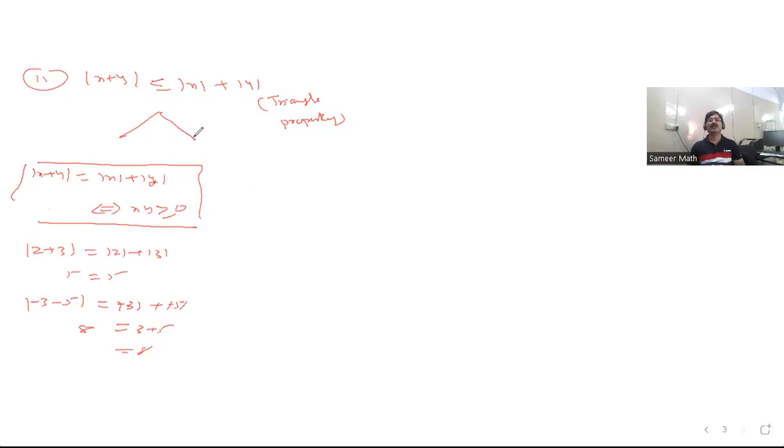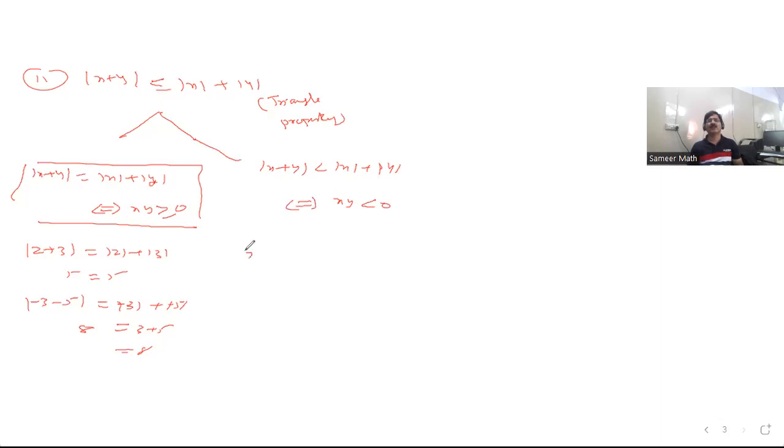Now another one is there, na? What is that? So mod x plus y is definitely less than mod x plus mod y. When? When xy must be less than 0. There is no other chance. Less than 0. Yes, sir. If and only if less than 0.